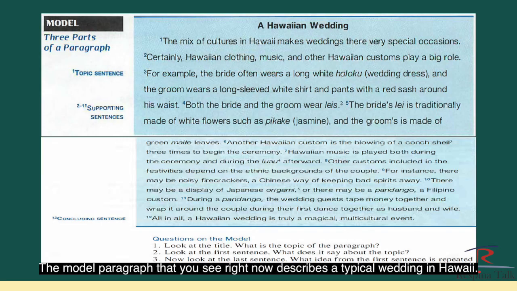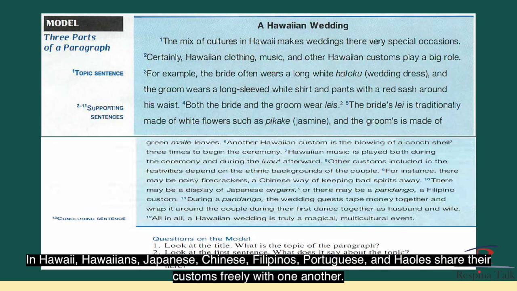Now, the model paragraph that you see right now describes a typical wedding in Hawaii. The people who live in the island state of Hawaii are from many different ethnic groups. In Hawaii, Hawaiians, Japanese, Chinese, Filipinos, Portuguese, and Haoles share their customs freely with one another.